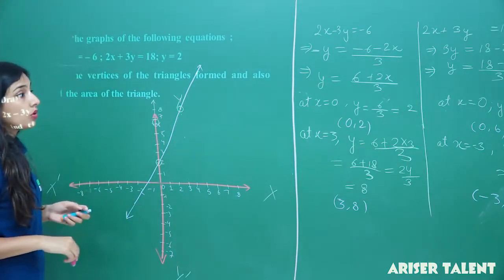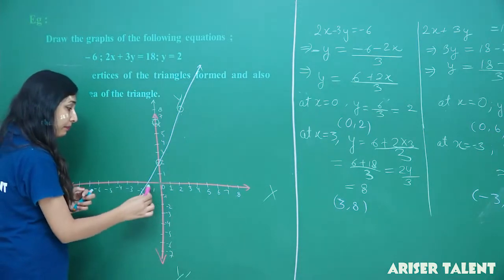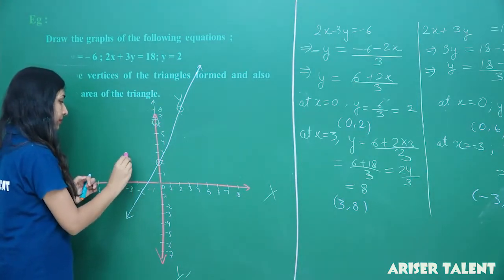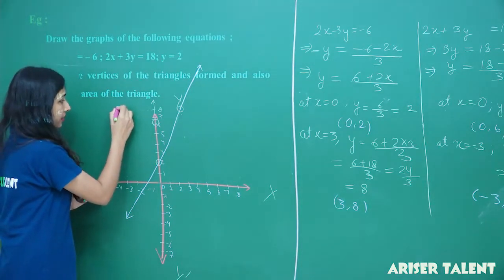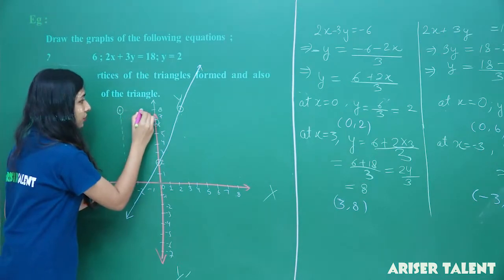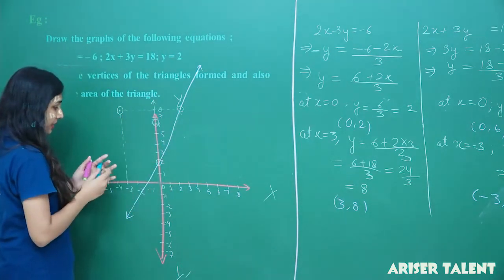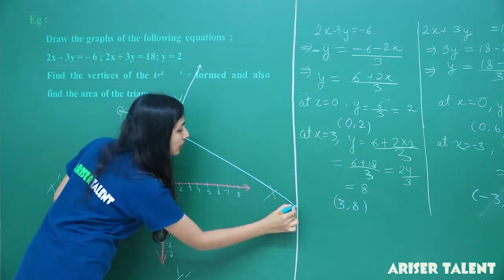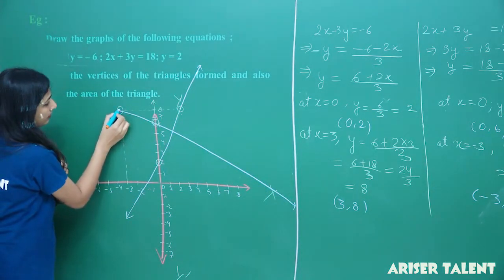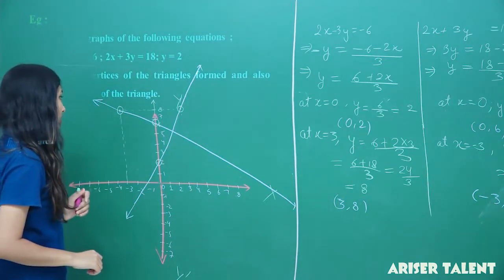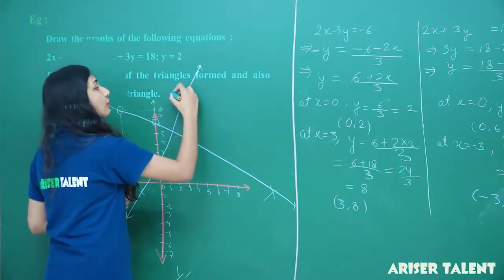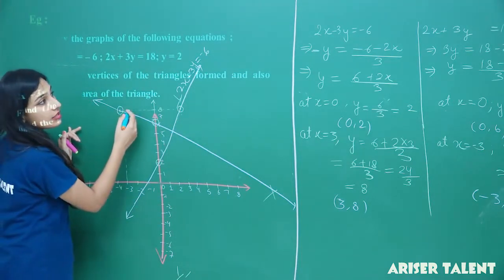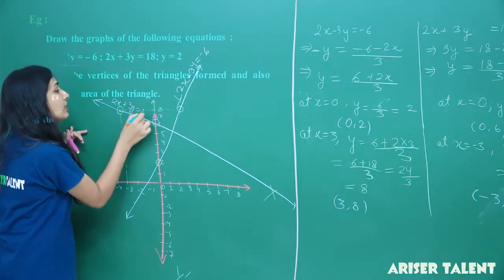Right. Now again, minus 3 and 8. Now minus 3 is here. And 8. Minus 3 and 8. That will be something here. So minus 3 and 8. So this is the first point, this is the second point. So the line will be like this. Right, students. Now this is our first line, which was 2x minus 3y equals minus 6. Now this is our second line, which is 2x plus 3y equals 18.